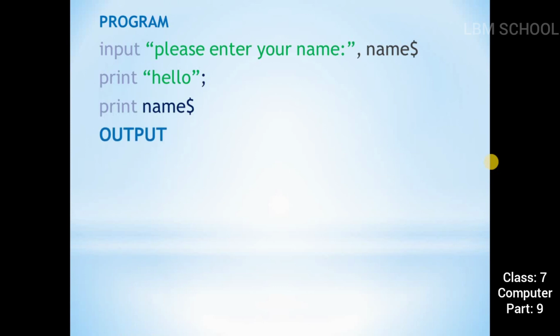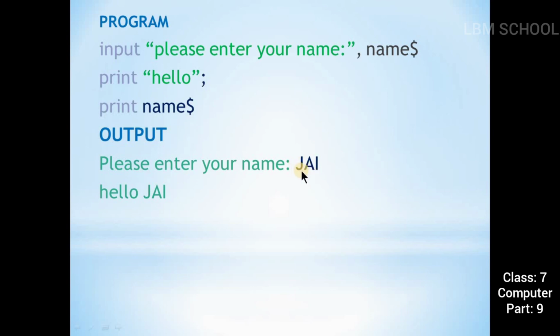What will be the output? Please enter your name, and it will keep a cursor here. We can write any name inside that name$ variable. Here I wrote J and it prints hello J. Second sentence, please write it down. This is also another example for the BASIC-256 program. I hope all of you understood how to write the program in BASIC-256.